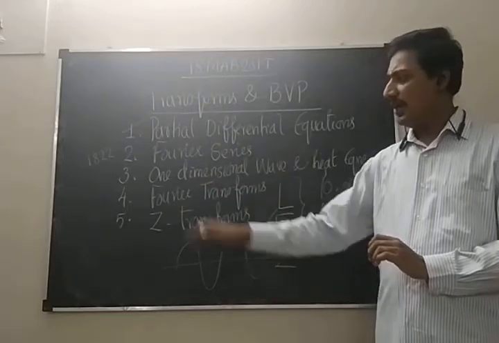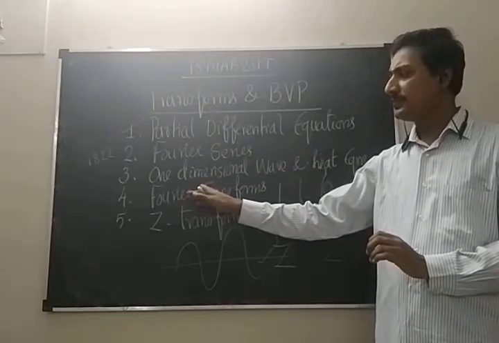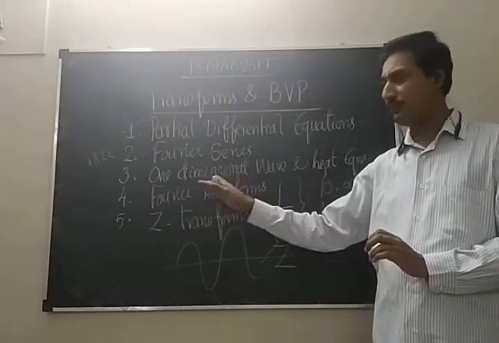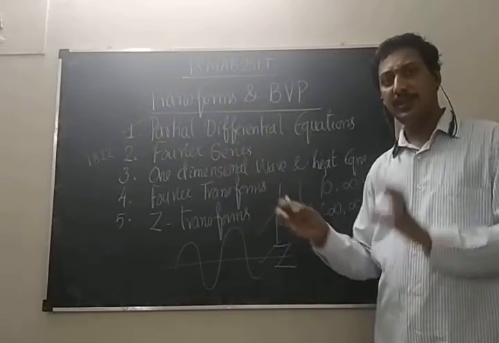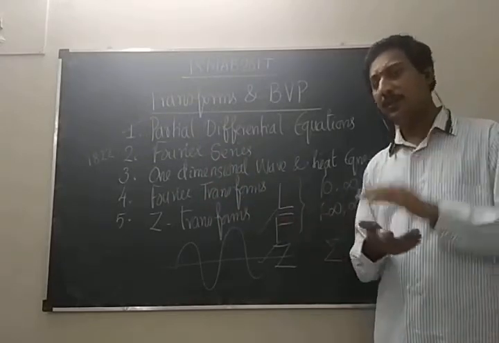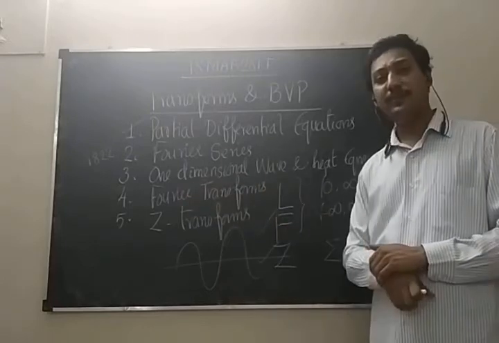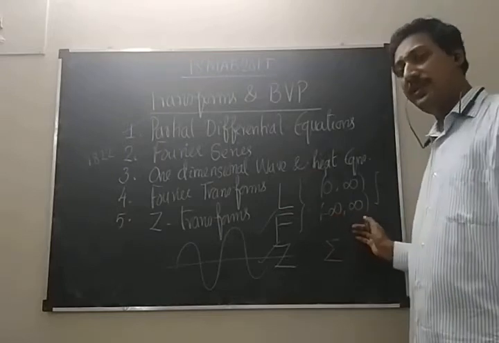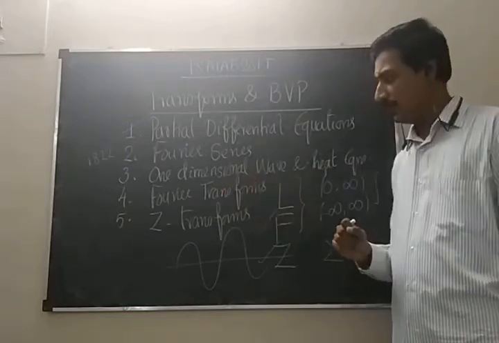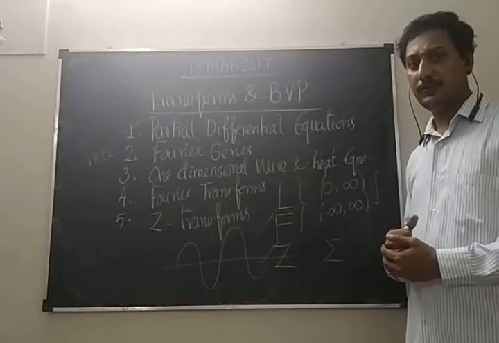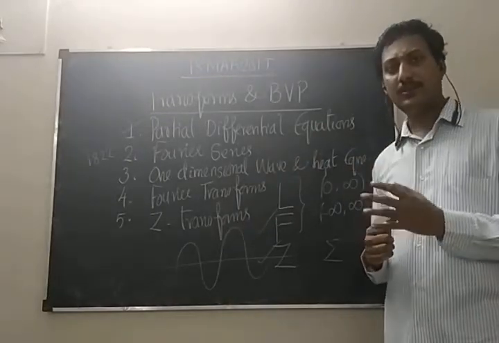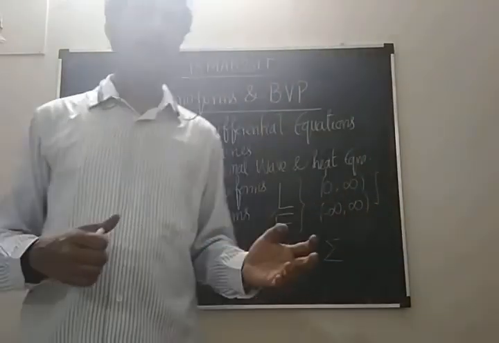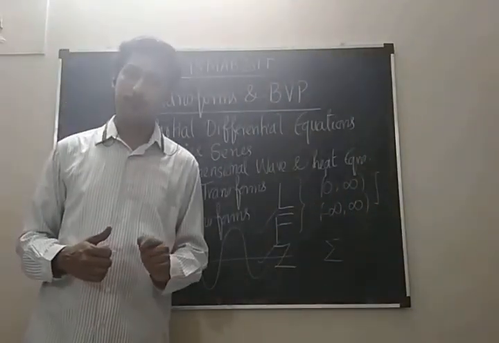Correct? Fourth one, I already told you, is simply the extension of the Fourier series. The Fourier series can be written in a discrete way, but at the same time we can expand it for the continuous type over the real line, minus infinity to plus infinity, and then this is called the Fourier transform. And the fifth one is for the discrete transform. So these are the contents we are going to discuss this semester under the topic transforms and boundary value problems. Okay, right?